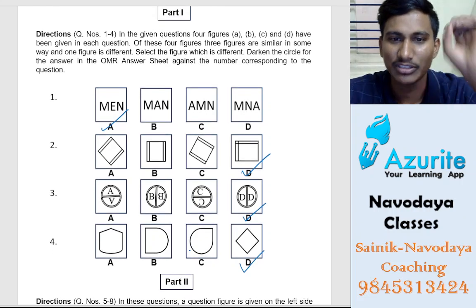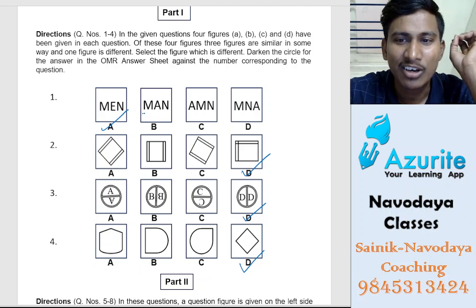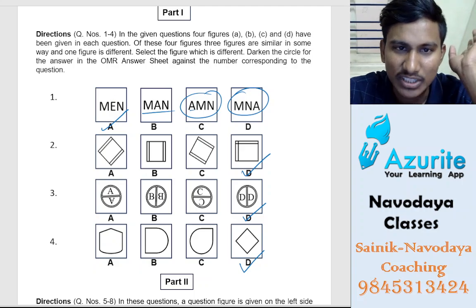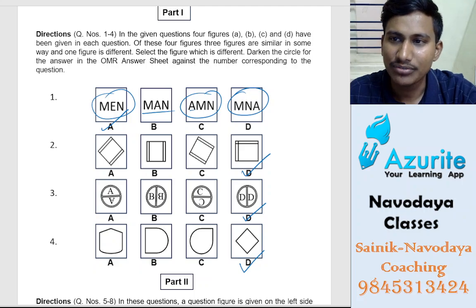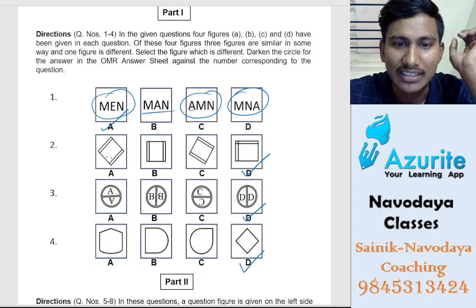I will explain one by one. Here it is all MAN, M-A-N, M-A-N, M-N-A. It is MAN, so that is why it is different. Second one, if you see, the lines are parallel to each other, but here it is intersecting. That is why it is different.